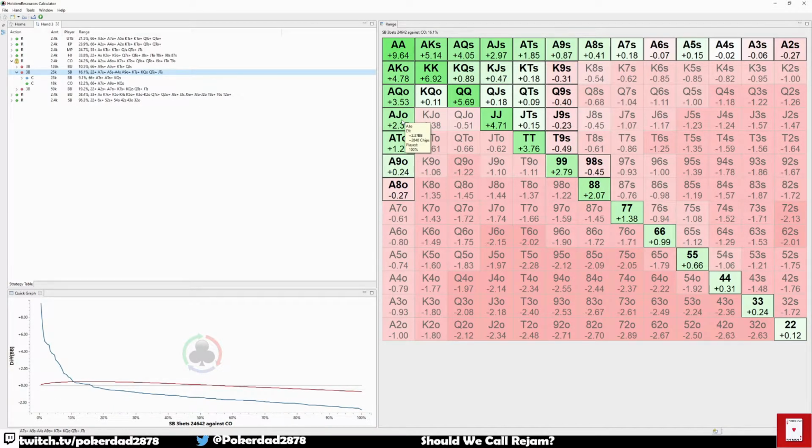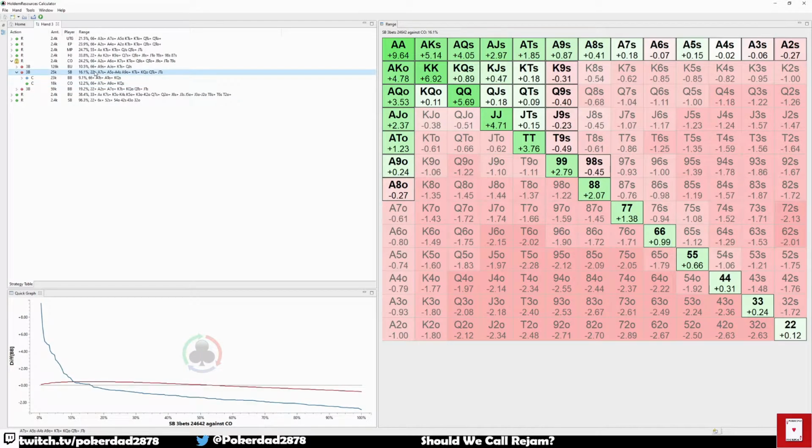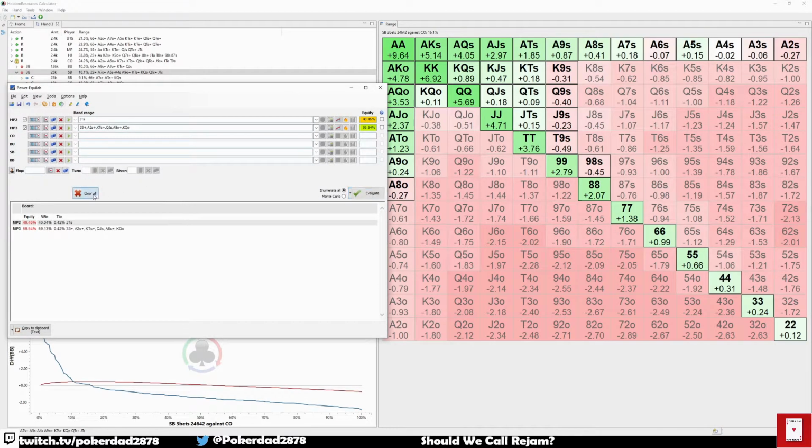So we can ask ourselves, is he jamming ace 10 here? The answer is yes. Is he jamming ace 7 here? The answer is yes. Is he jamming queen jack suited here? The answer is yes. So if the answer is yes, then we want to call. Because if we have ace jack offsuit, and our opponent has ace 10 suited, we still have 68% equity.